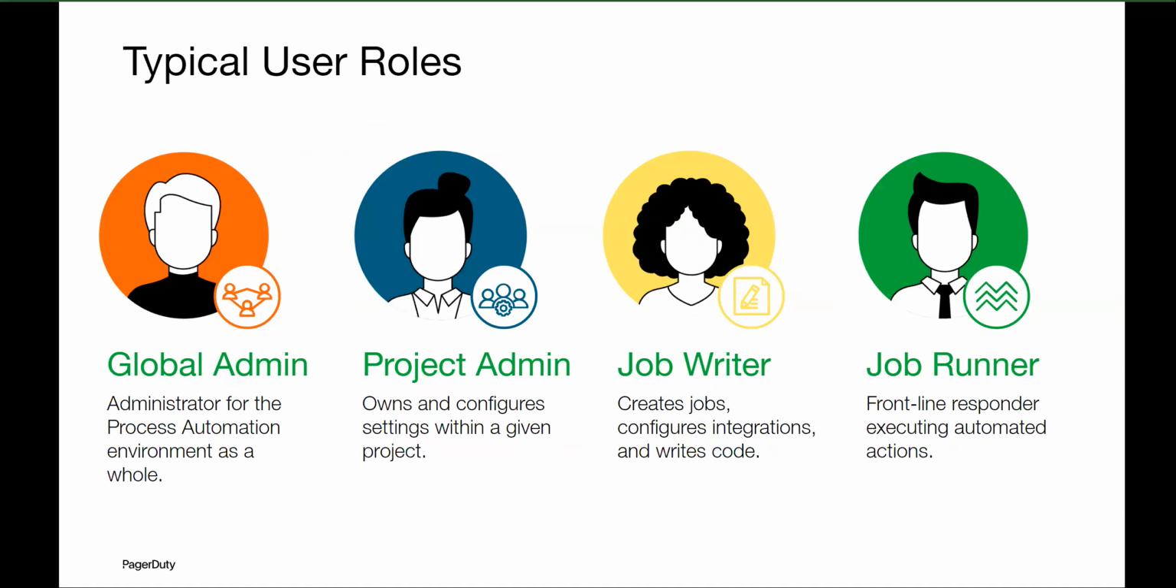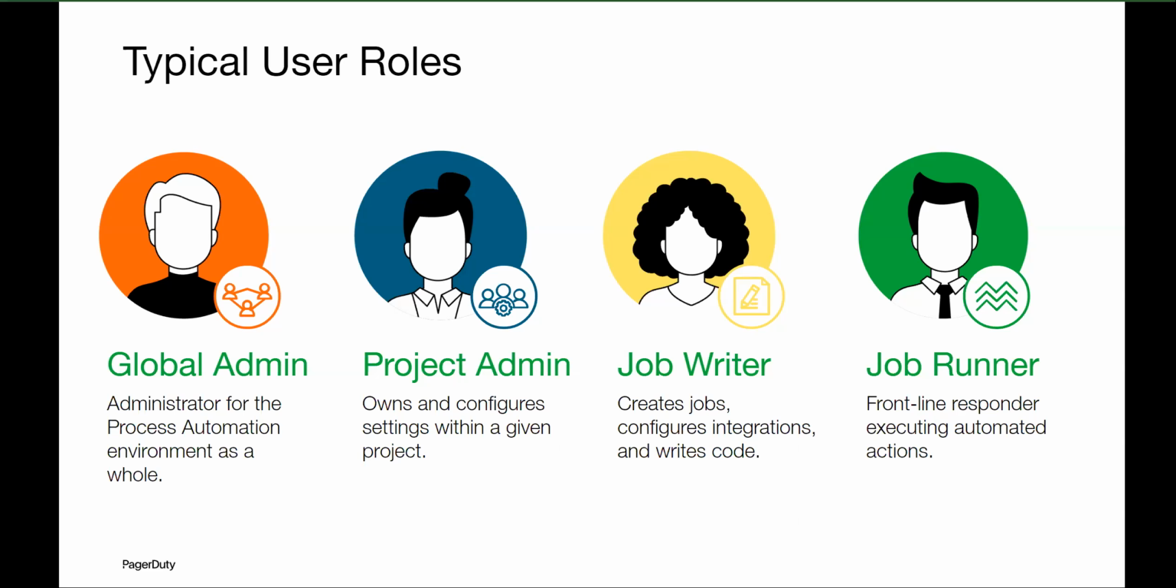All right, so like I said, there's no defined roles, so there's no real right way to define that access. It's basically up to you, but we do have some generalized examples to help you start out. The types of personas we typically see: you have your global admins. That's kind of the administrator for your whole process automation environment. You have project admins. They might own and configure settings within a given project. So maybe they're the owner of certain applications that you have.